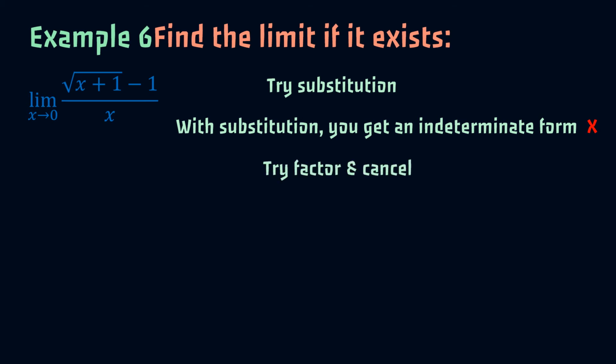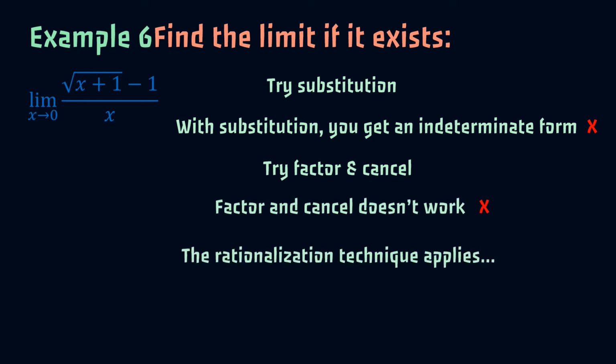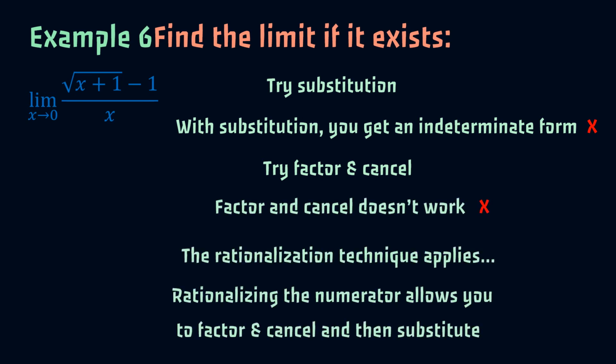And what if we try to factor and cancel? It is impossible to factor square root of x plus 1 minus 1, and also we cannot factor a monomial if that is x at the denominator. So it doesn't work. And again, what we're going to do is rationalize the numerator to factor and cancel, and then do the same that we did before, substitute.